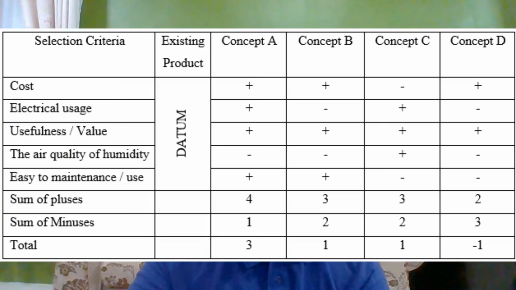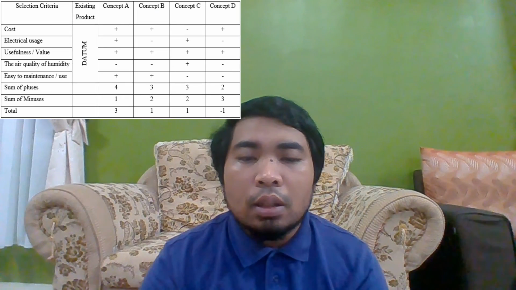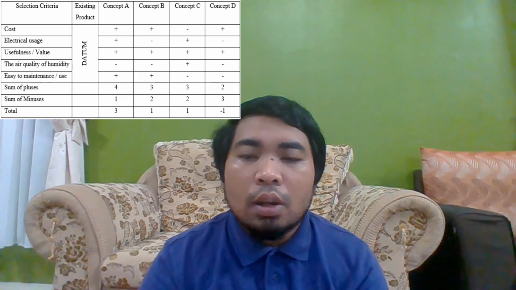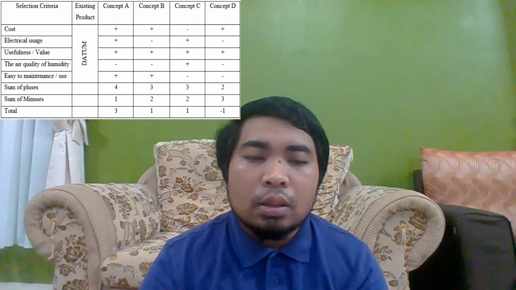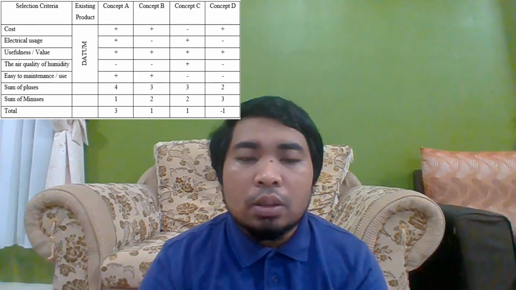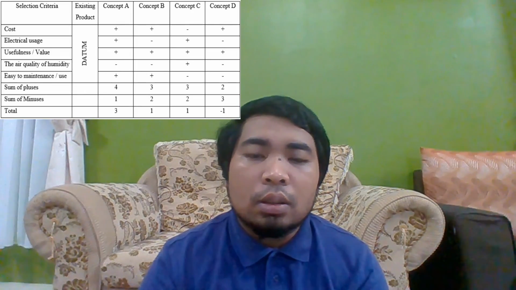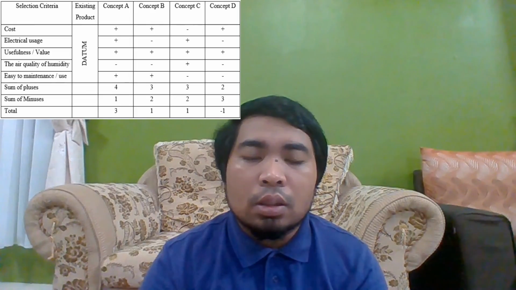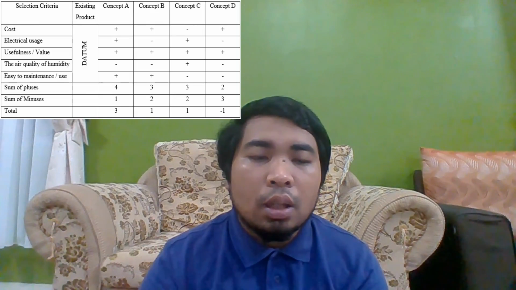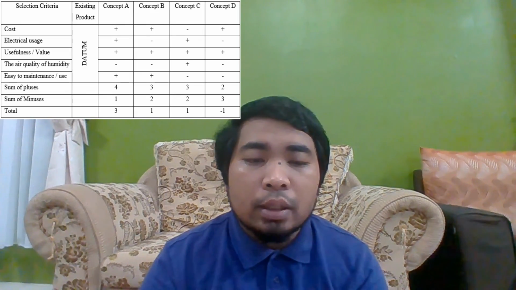Okay, as you can see, this is the Pugh chart for the air humidifier. From the Pugh chart selection above, it has shown that concept A has the highest rating, which is 4 plus and 1 minus, followed by concept B, which is 3 plus and 2 minus, and then concept C, which is 3 plus and 2 minus, and the last concept is concept D, which is 2 plus and 3 minus.